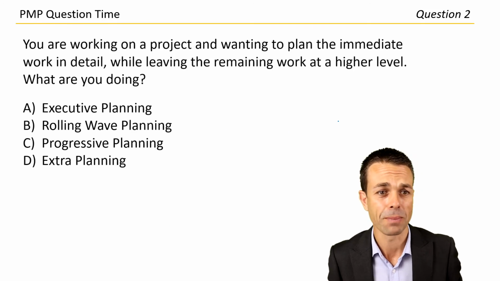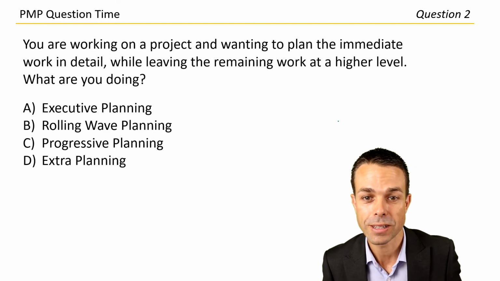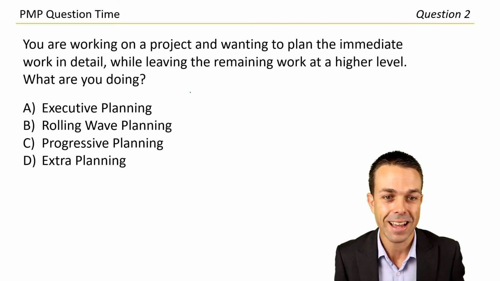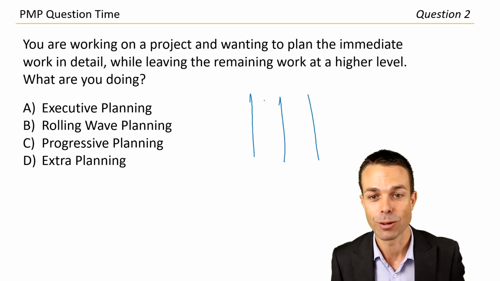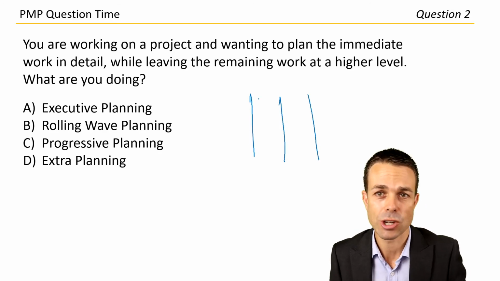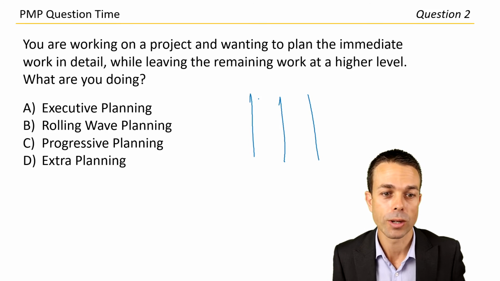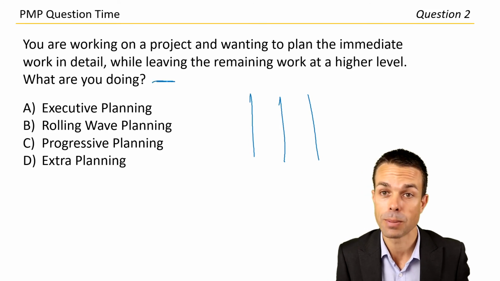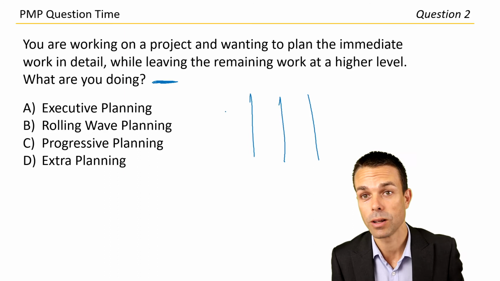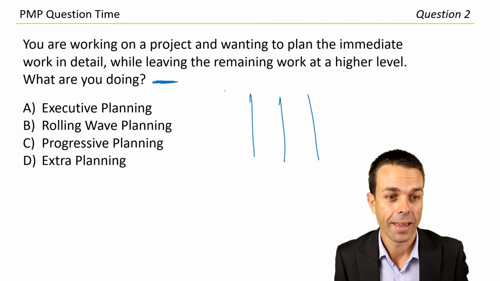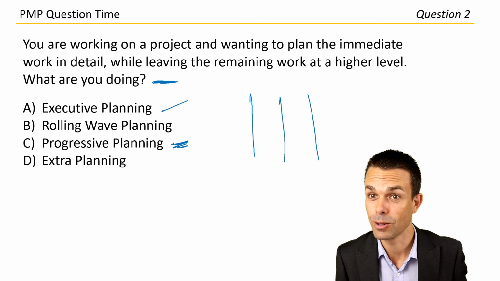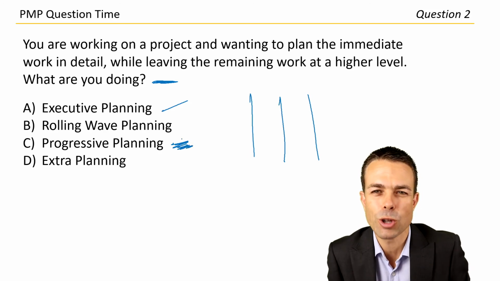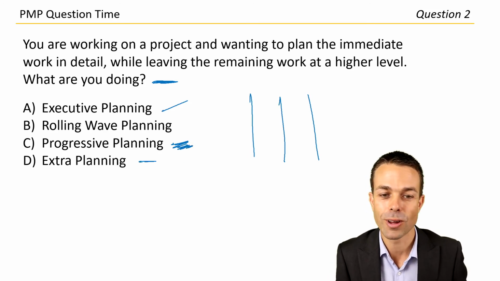Okay, this looks a bit better. You're working on a project and wanting to plan the immediate work in detail. I love this. While leaving the remaining work at a higher level. It's like sprint planning. It's an agile term usually. You're going to see a lot more of this in the PMP and in the PMBOK as well coming up. Much more agile. And it's not executive planning. It's not progressive planning, although you could get fooled into that one.